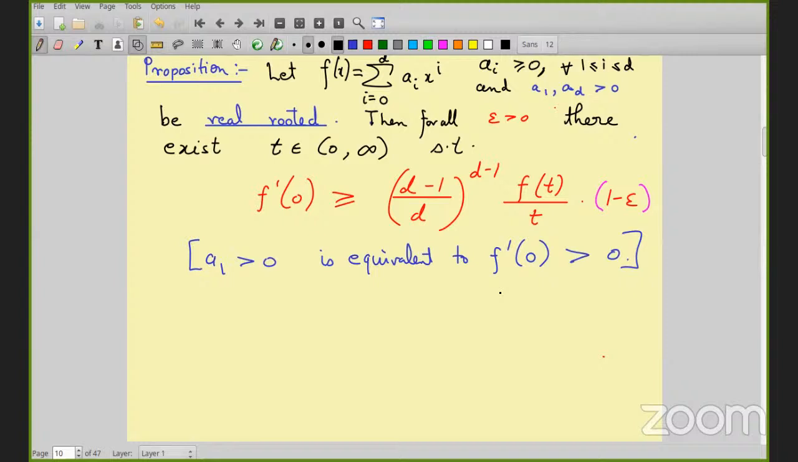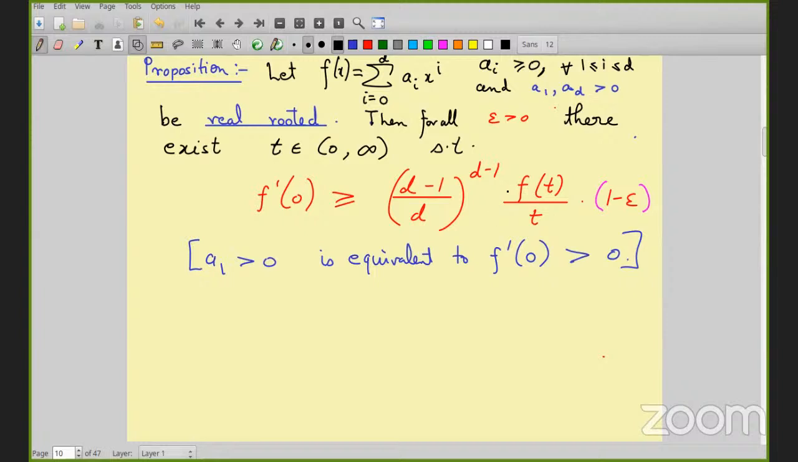It just says that if you have a real rooted polynomial with non-negative coefficients, then the derivative at zero must be somewhat large. Okay. And how large? So there's a term which is like (1 - 1/d)^(d-1). Okay. So there's this term. And then times there is something that depends upon the polynomial. So it's like some f(t)/d. So this is true for some P, so you have the infimum over all this, if it's true.